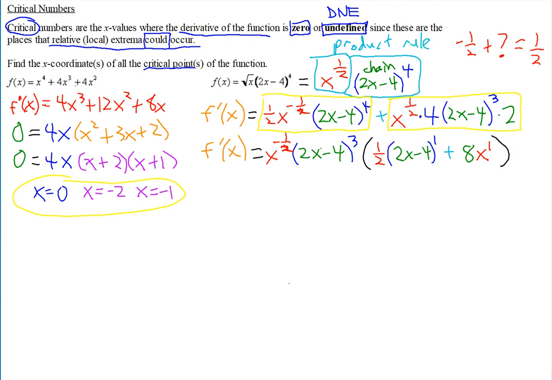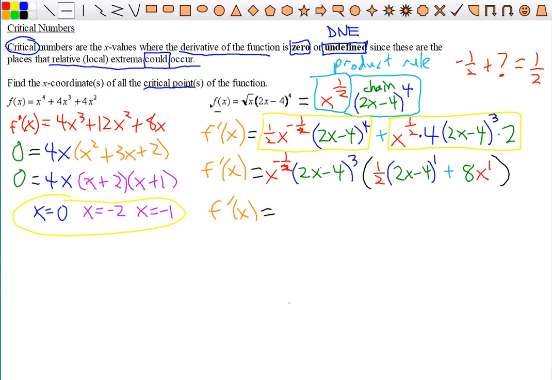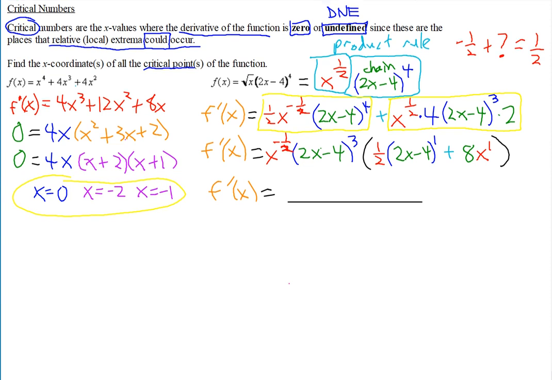So, all right, now we can keep simplifying it. We're simplifying it so it's easier to determine the critical numbers, the x values that make the derivative 0 or undefined. So now that we've taken this out to the negative 1/2, we can move it to the denominator, since it's factored out, and put it in radical form. So in radical form, that will be the square root of x. And we still have this 2x minus 4 cubed.